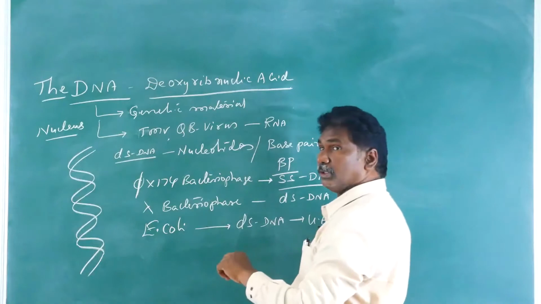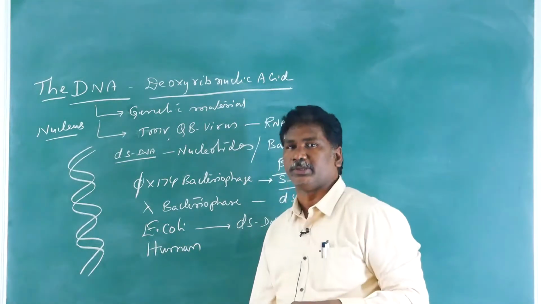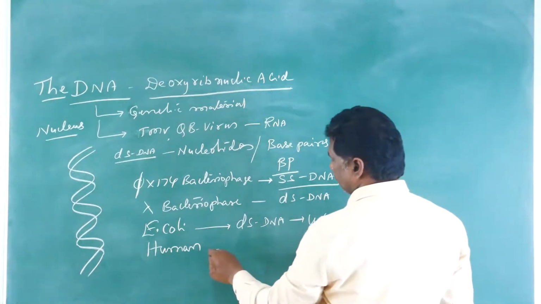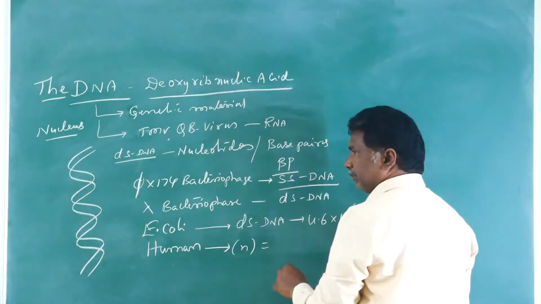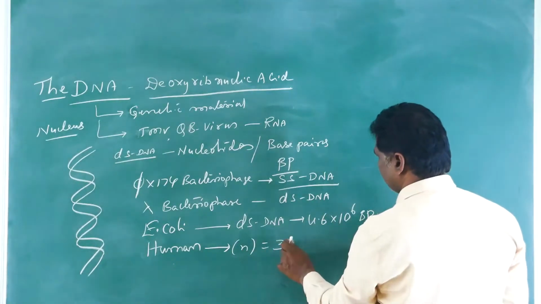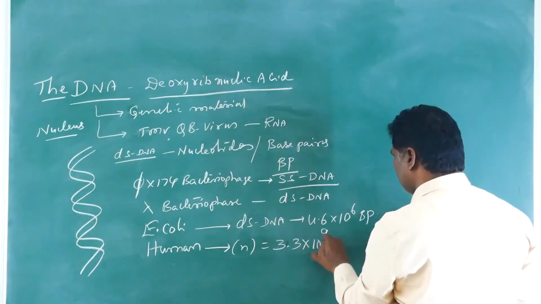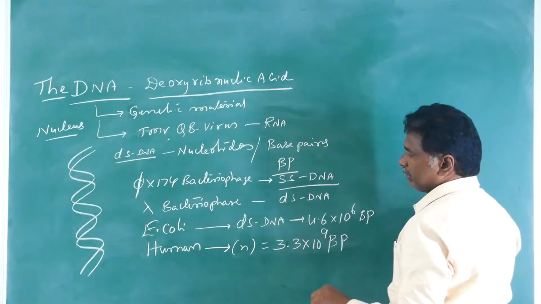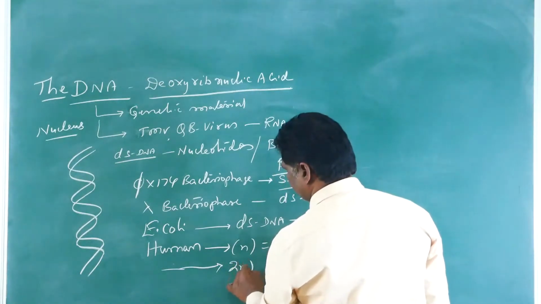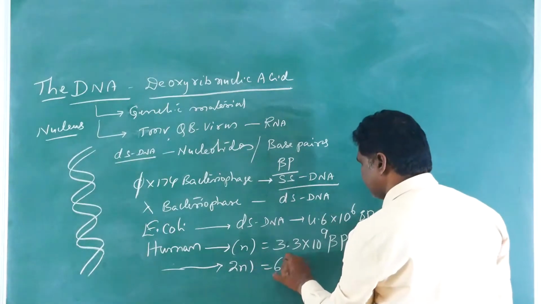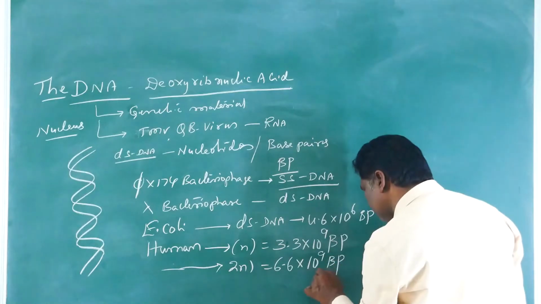In human beings, the haploid content has nearly 3.3 into 10 to the power of 9 base pairs. So the human diploid content, 2n, has 6.6 into 10 to the power of 9 base pairs.